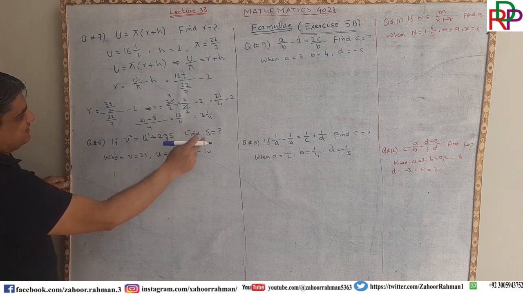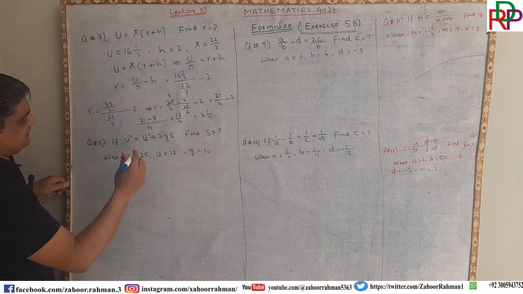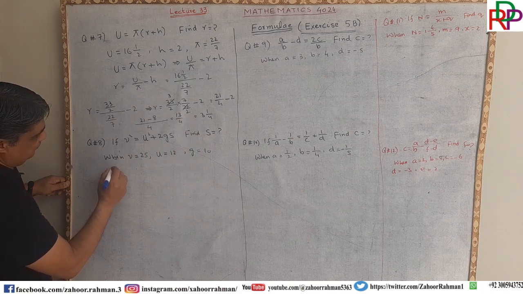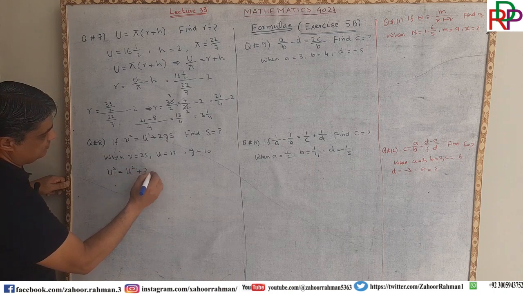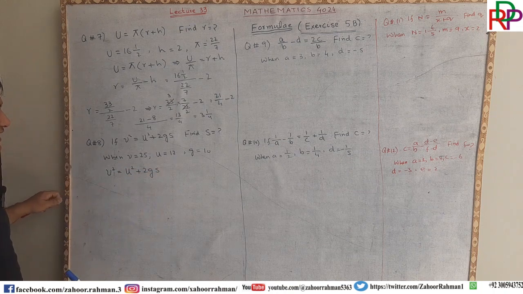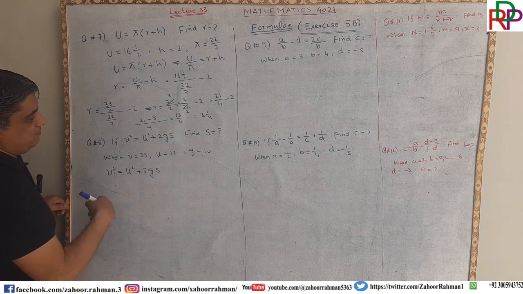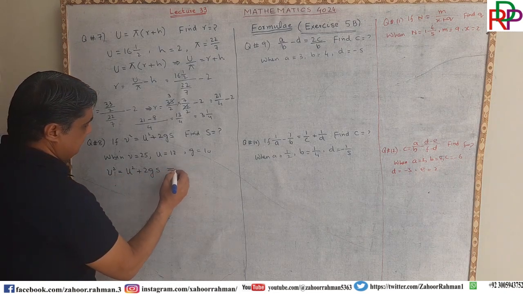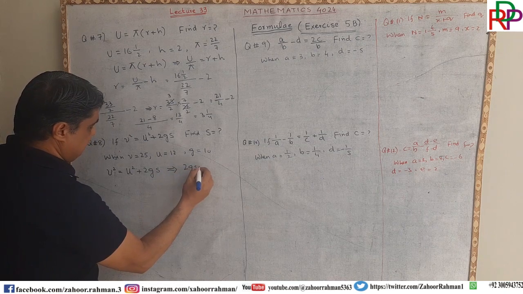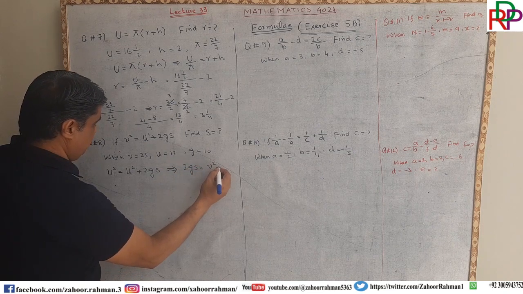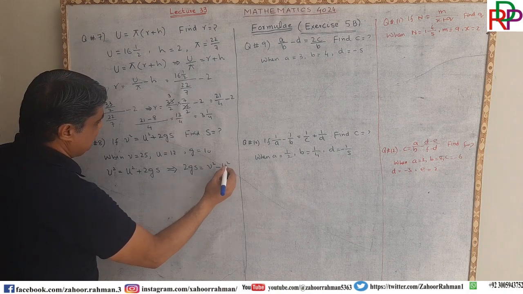Let us first make s the subject. Writing v square is equal to u square plus 2gs as the original equation. We have to bring this on this side, so 2gs is equal to v square minus u square.